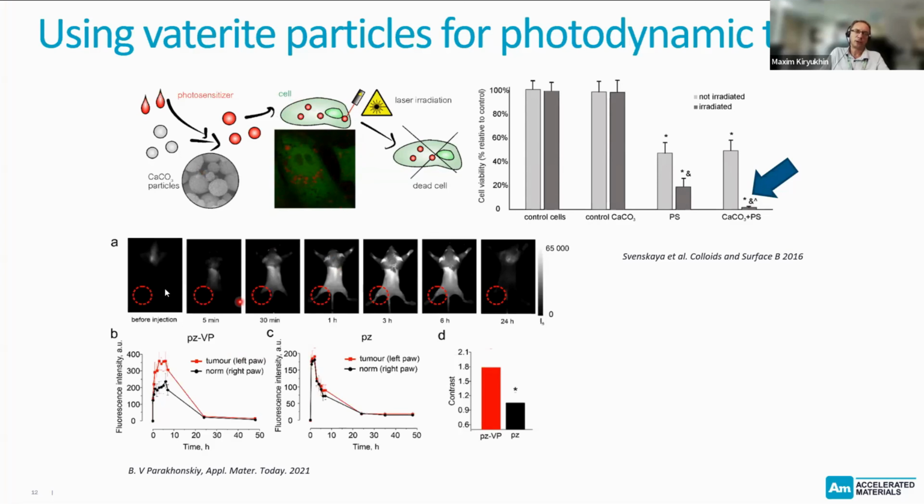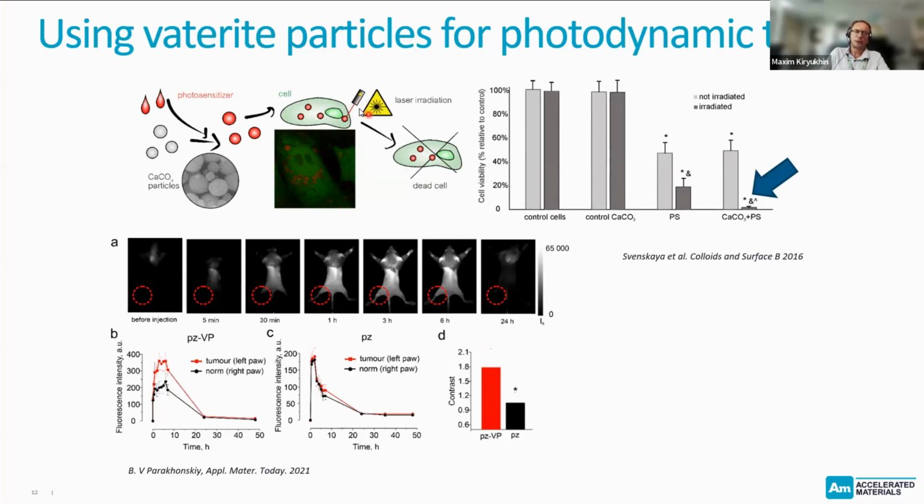Like here in this example, you can see a mouse whose left leg had a tumor, while the right leg was normal. And you can see that when you just inject the anti-tumor drug into the mouse, it distributes evenly across all the organs, right? But when you inject these vaterite particles with the drug, it tends to accumulate in the tumor, while in the normal tissue, its concentration is much less.